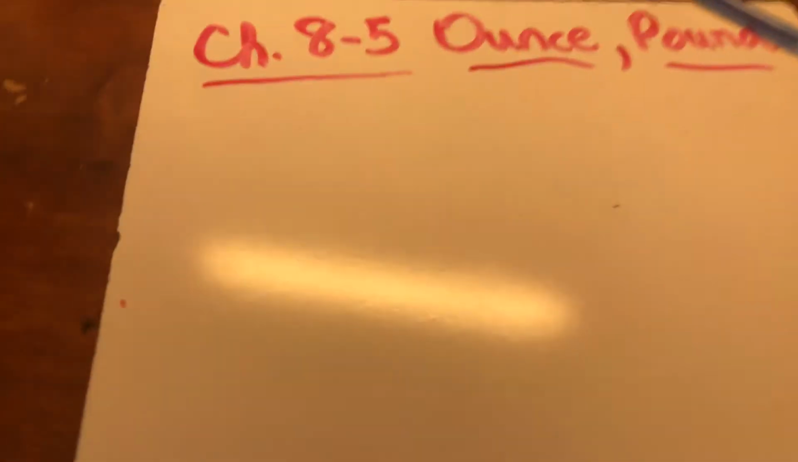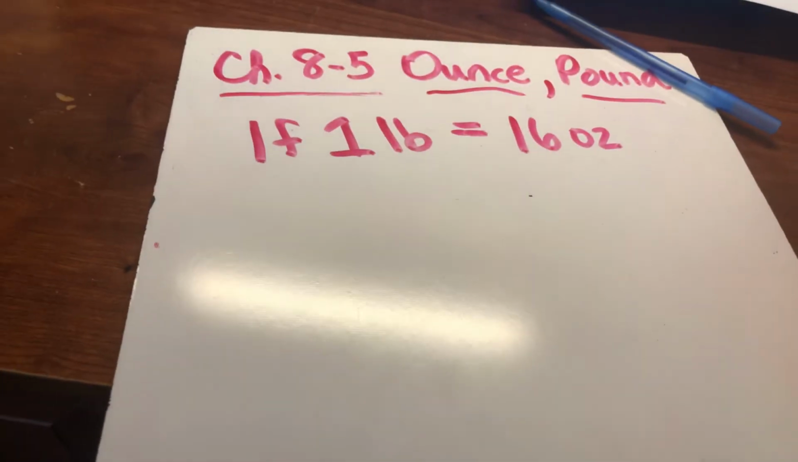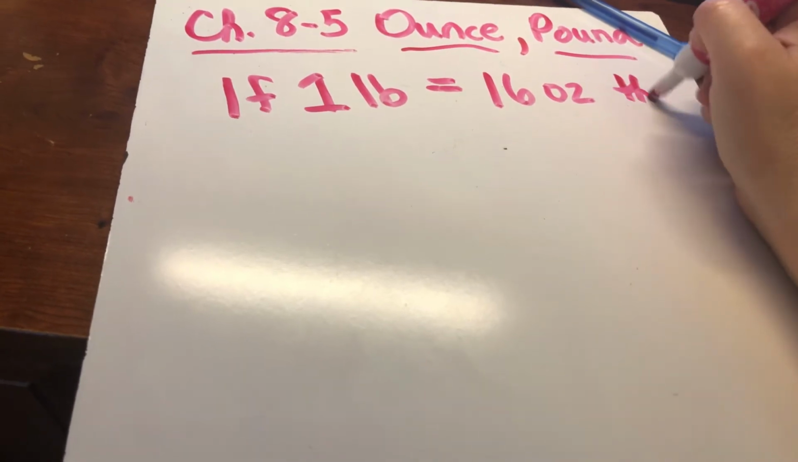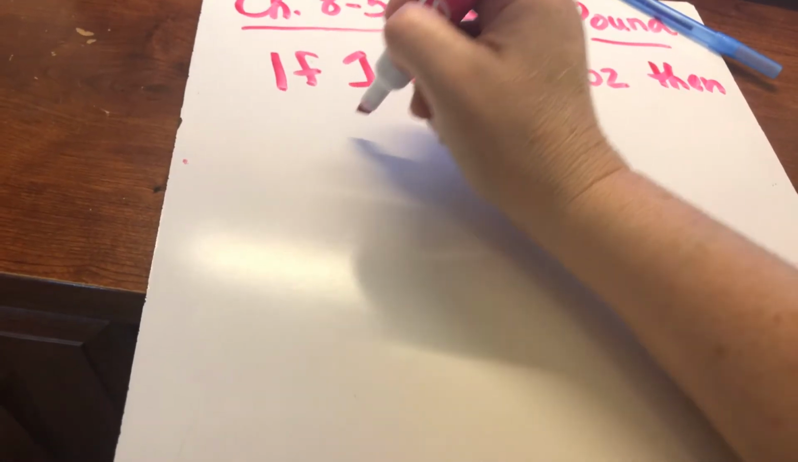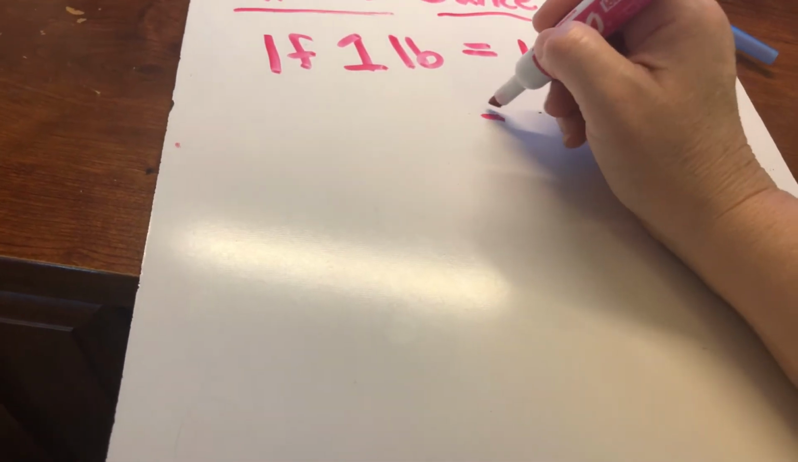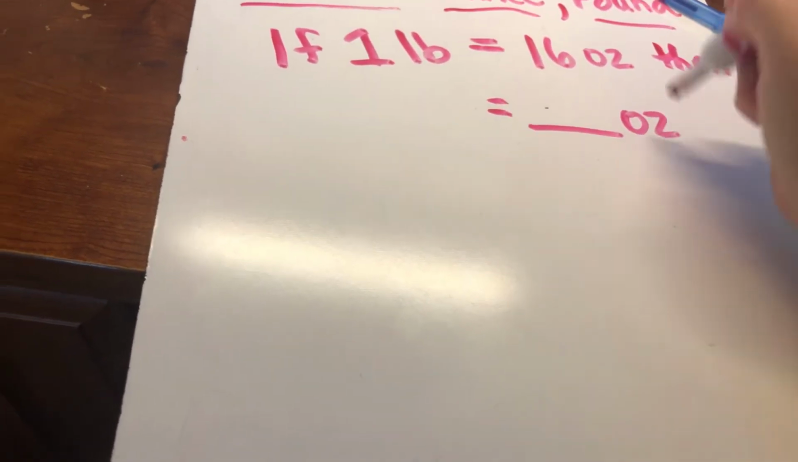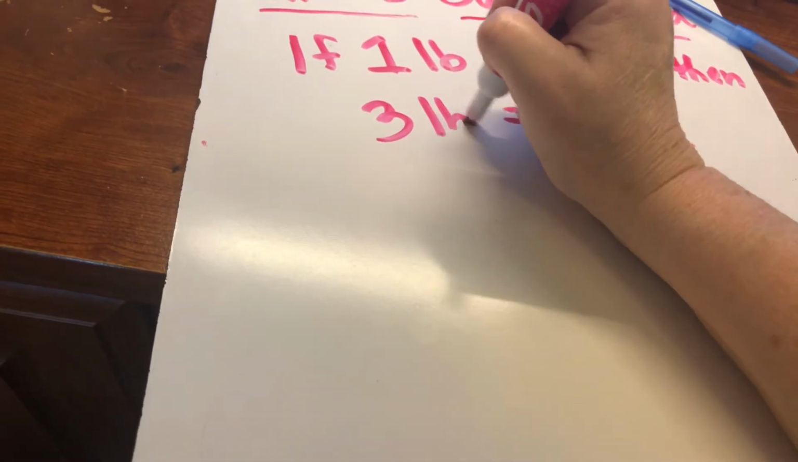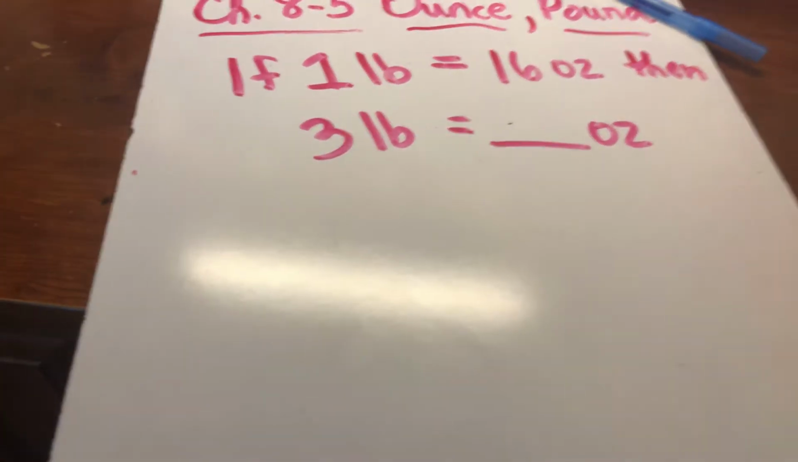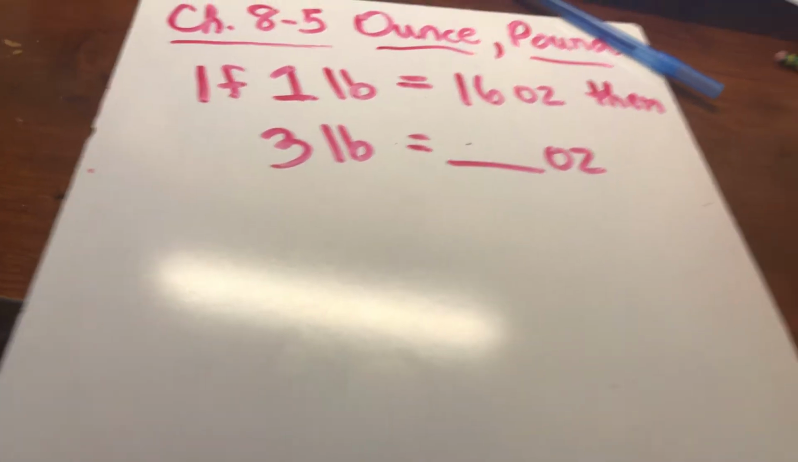Okay, so let's say I'm going to turn the camera back around again. If I told you that 1 pound equals 16 ounces, then how many ounces would 3 pounds be? So how would we figure that out?